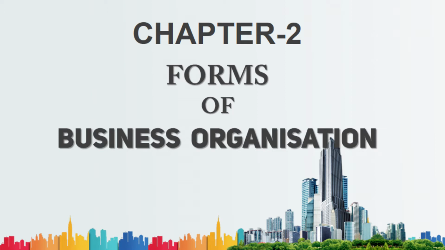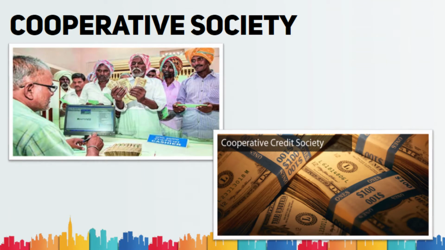Okay, let's start with cooperative society. What do you mean by cooperative society? Cooperative society is a form of organization. It's a voluntary association of persons or people who have the same mentality and come together to promote an economic interest or to help society. That is called a cooperative society.